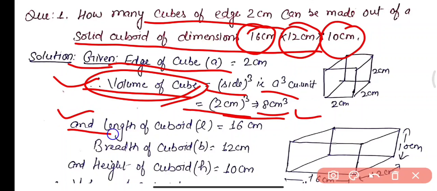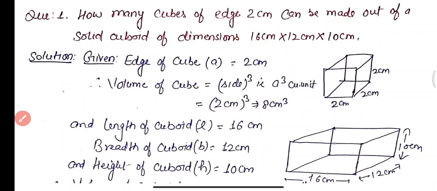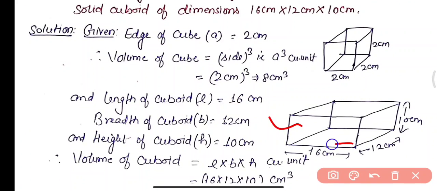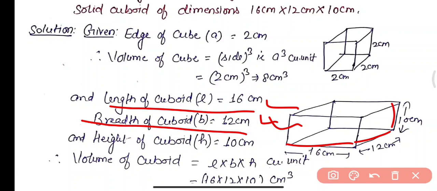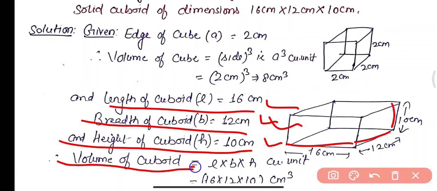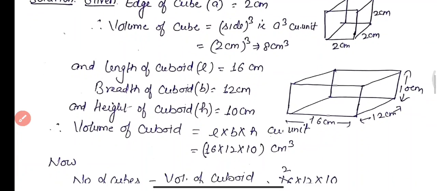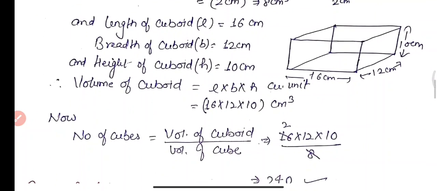So now the length of the cuboid we are given, that is 16 centimeter. The breadth is also given, that is the breadth of the cuboid equals 12 centimeter, and the height of the cuboid, that is 10 centimeter. So this is a cuboid whose length is 16 centimeter, breadth is 12 centimeter, and height is 10 centimeter. So now the volume of the cuboid will be length into breadth into height. Look, let us put the values of length, breadth and height. So the length given is 16, the breadth is 12, and the height is 10.